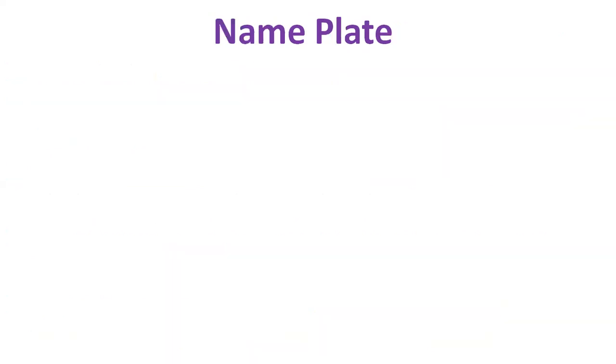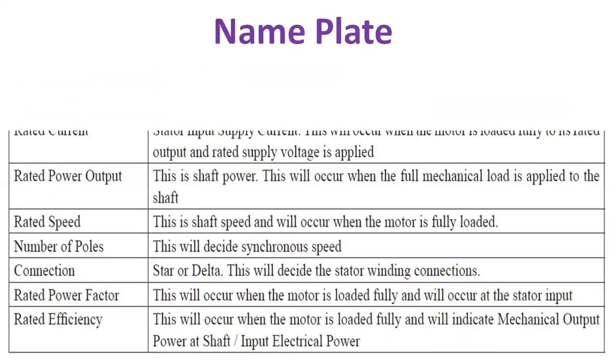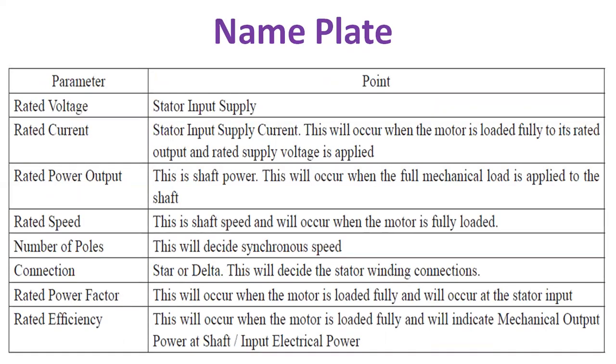Now let's understand the nameplate of the motor. Every motor leaves the factory with a specific nameplate. The nameplate contains information about the parameters, which are useful to understand the performance of the motor, which are nothing but rated voltage, the stator input supply. Then we have rated current, which gives the stator input supply current. This will occur when the motor is loaded fully to its rated output and rated supply voltage is applied. Then we have the rated output, which is basically the shaft power, which will occur when the full mechanical load is applied to the shaft.